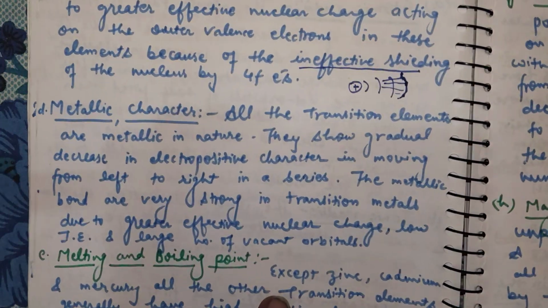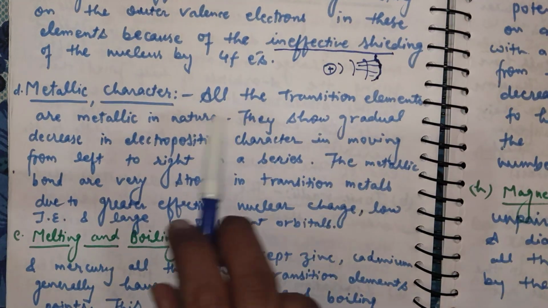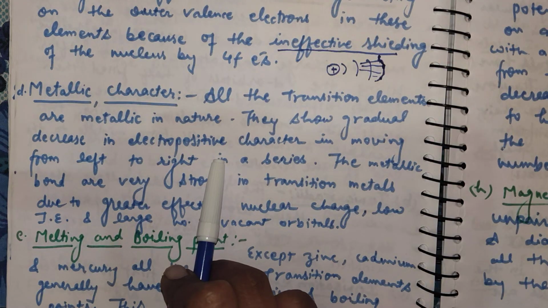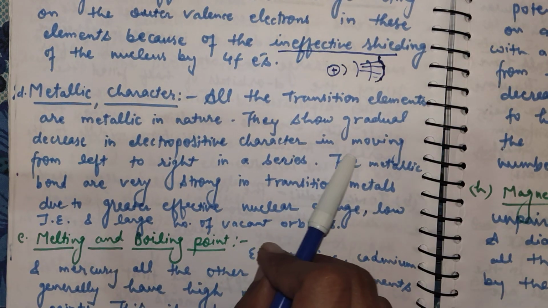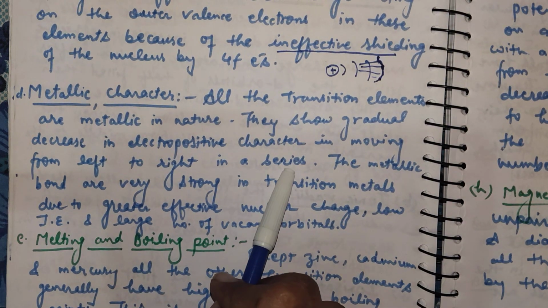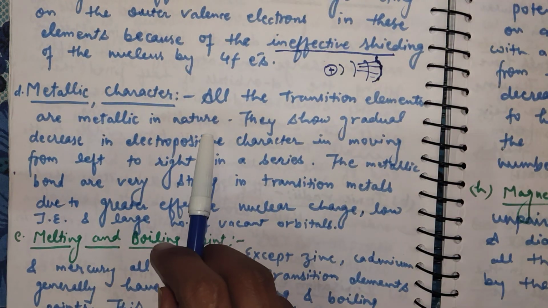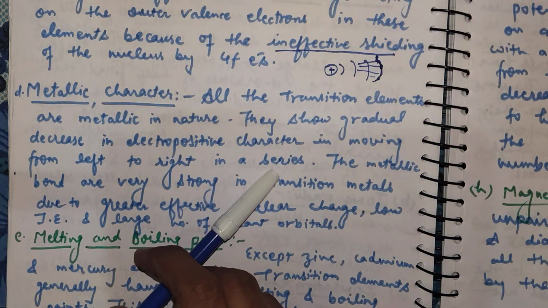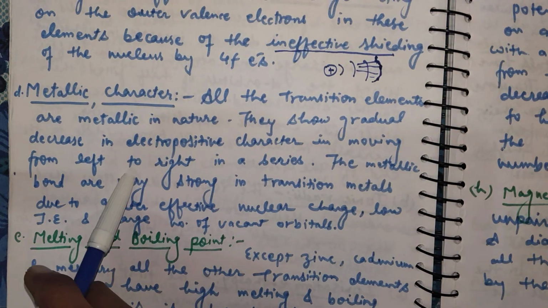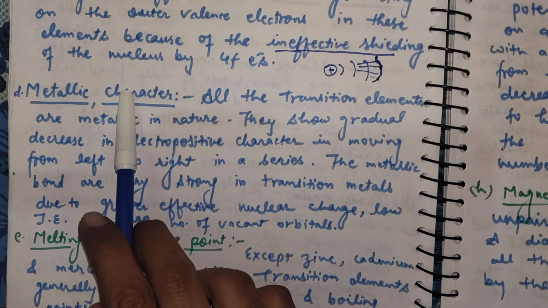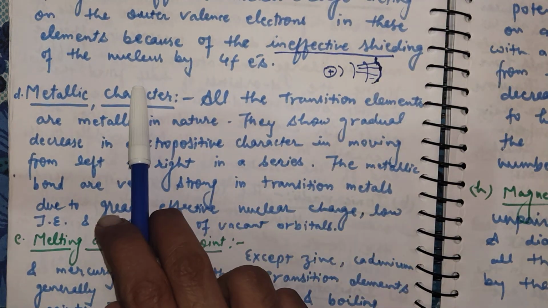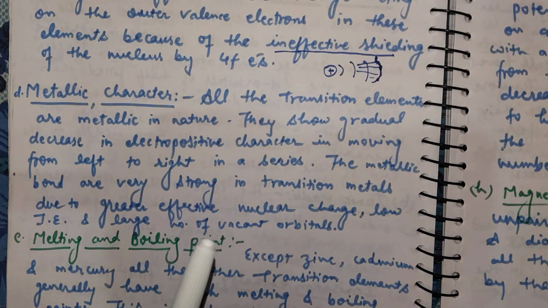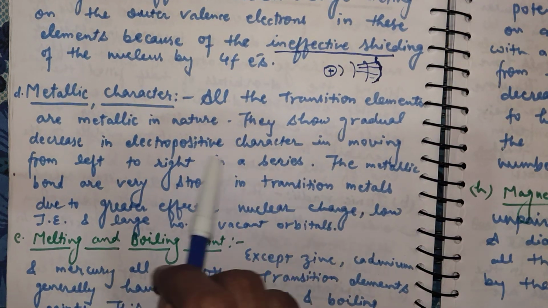Now come to the next property, metallic character. All the transition elements are metallic in nature. They show a gradual decrease in electropositive character in moving from left to right in a series. Means all transition elements are metallic in nature. This is the confirmed thing. If we move from scandium to zinc, from left to right, there is a slow decrease in electropositive character.